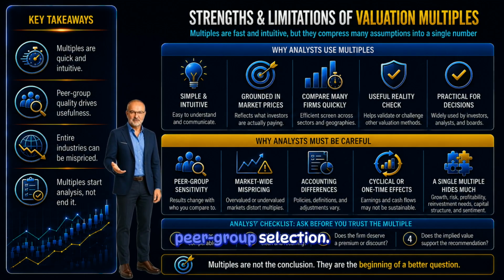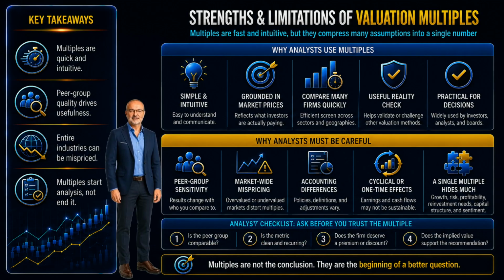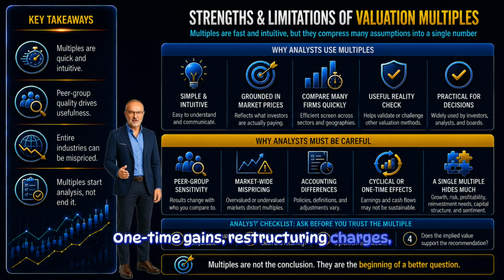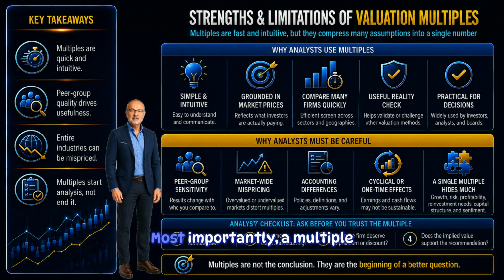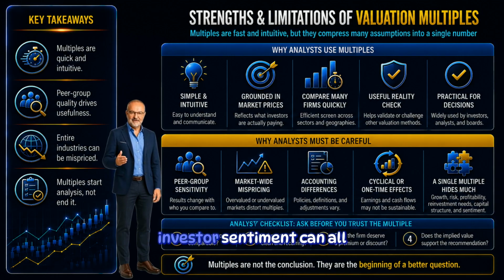They are sensitive to peer group selection. If the peer group isn't comparable, the valuation conclusion may be weak. They can reflect market mispricing. If an entire industry is overvalued or undervalued, comparing one firm to that peer group may simply repeat the market's mistake. Accounting differences can reduce comparability. One-time gains, restructuring charges, cyclical earnings, and different fiscal periods can all distort the analysis. Most importantly, a multiple compresses many expectations into one simple measure. Growth, risk, profitability, reinvestment needs, capital structure, and investor sentiment can all be hidden inside the multiple.